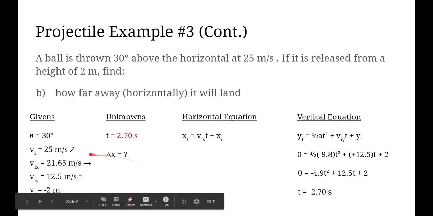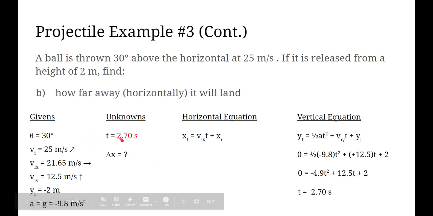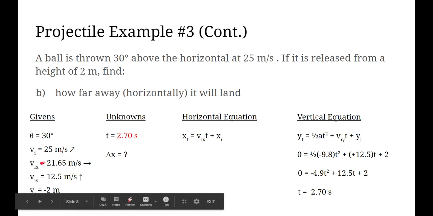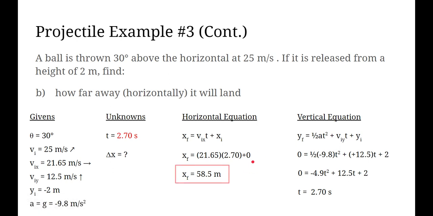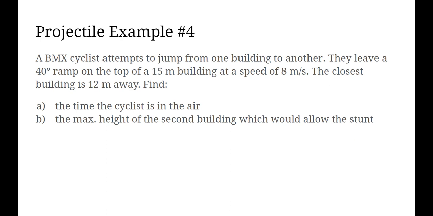Then we can use that time and the initial velocity in the x direction, and multiply them to find how far along the ground the ball would get in this time frame, and that would be 58.5 meters, which is how far horizontally away the ball will land.